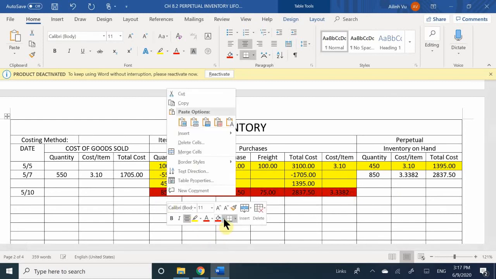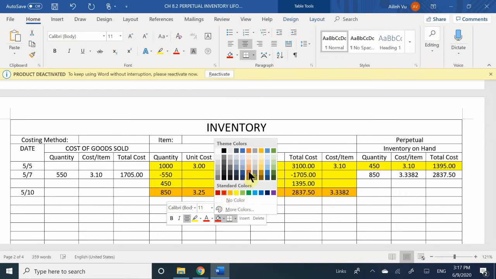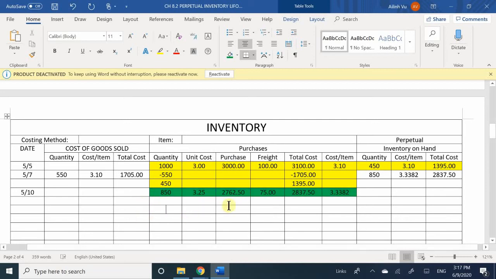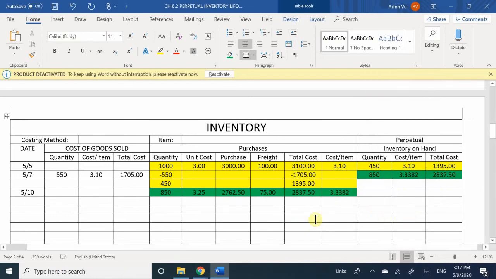So let's change it to orange. No, that's too similar. Let's change it to a little different color. Let's go for either green or blue. Green. Okay, you like this green? Yeah, that's fine. That's a little better on my eyes. All right, good. Now we have two batches. We have the batch for 450 and the batch for 850.